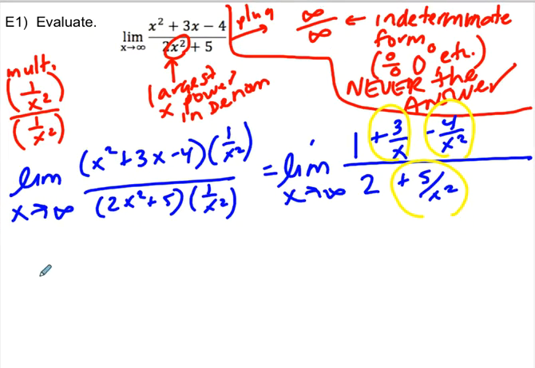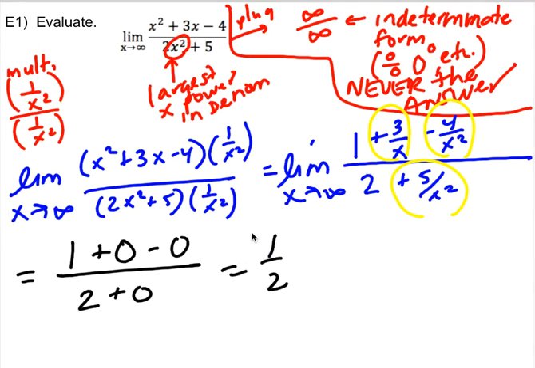All three of those are going to end up being 0 when I plug in. So now when I plug in, I'm going to get 1 plus 0 minus 0 over 2 plus 0, which means my answer is 1/2. Now again, when we get to the logic portion of this video, I'm going to show you how I can identify that in a matter of seconds, and hopefully you'll be able to as well.